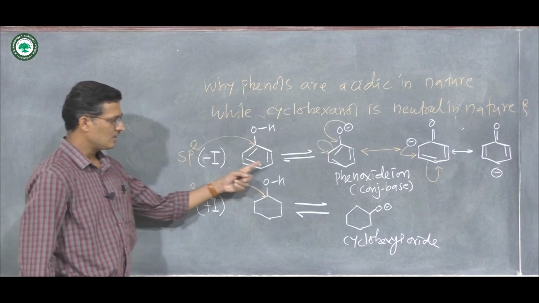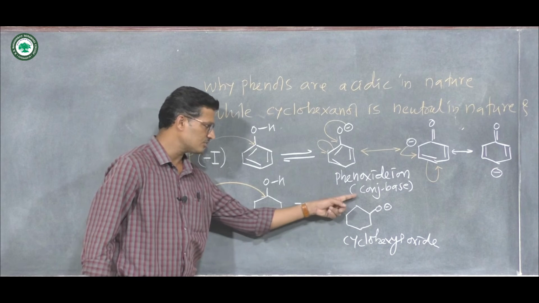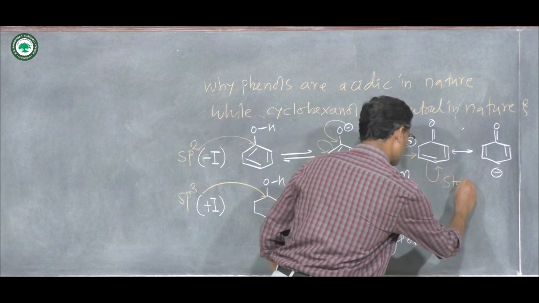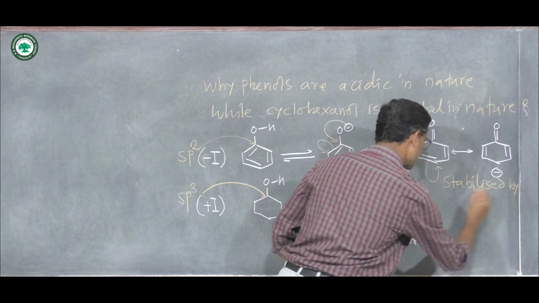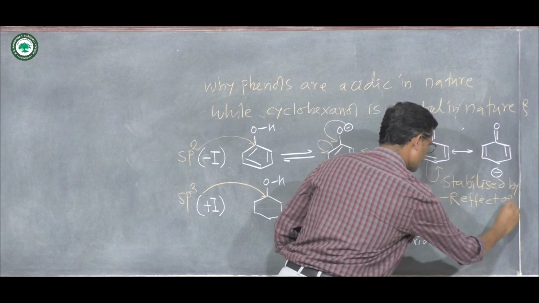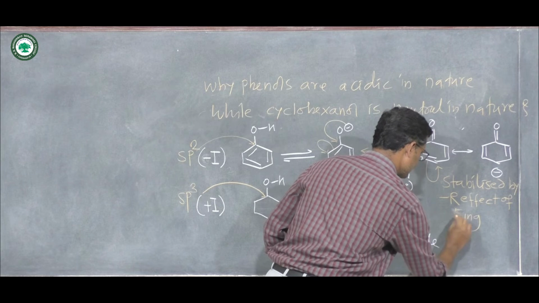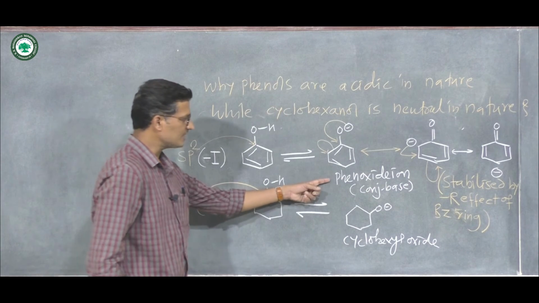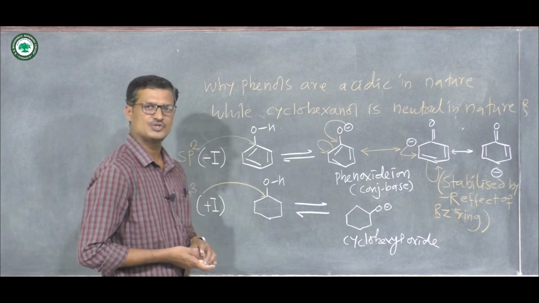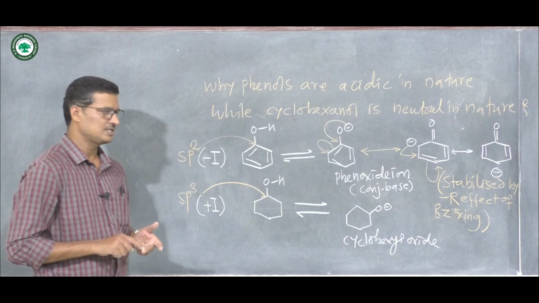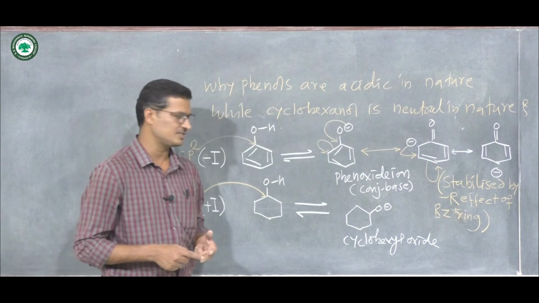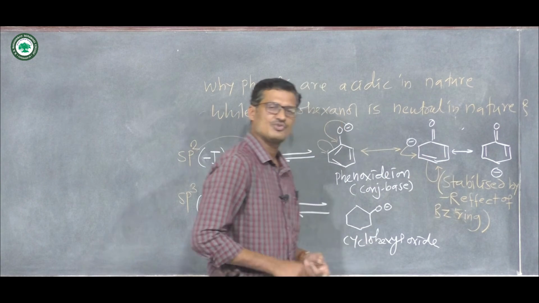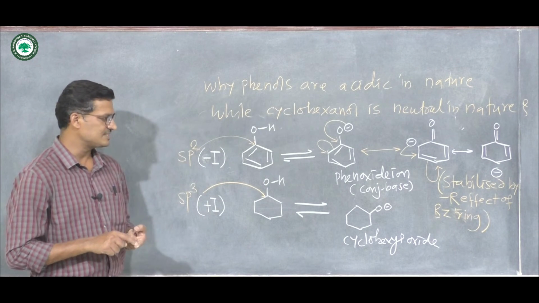So what is the reason? After dissociation of phenol we get the phenoxide ion, a conjugate base, and this conjugate base is well stabilized by the minus R effect of the benzene ring. This is important: the phenoxide ion is well stabilized. We have explained many times that when the conjugate base is stabilized by either minus I or minus R, the acid strength increases. So the phenoxide ion is well stabilized by the minus R effect of the benzene ring, and that's why phenol is more acidic.